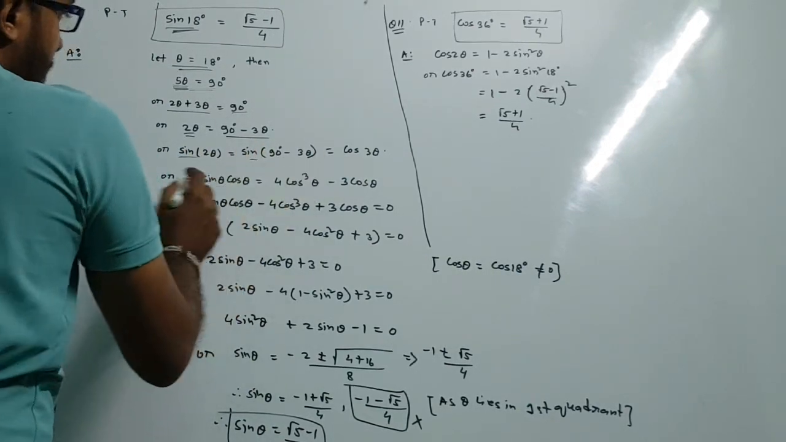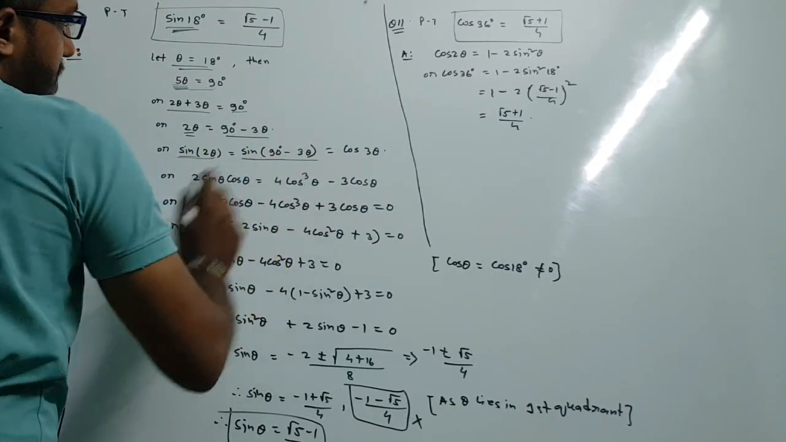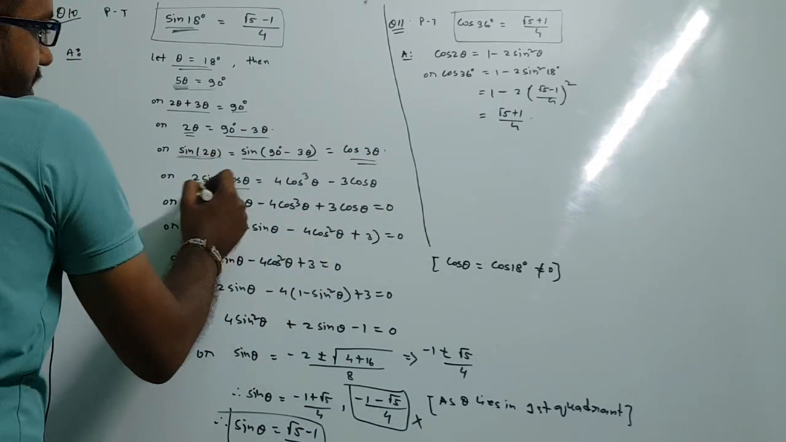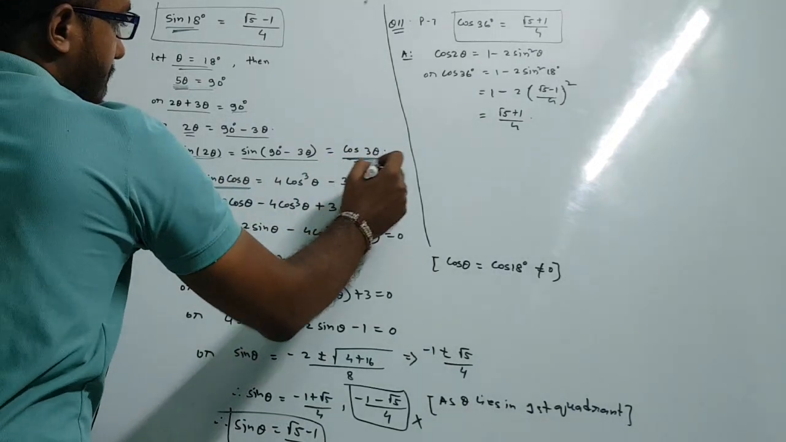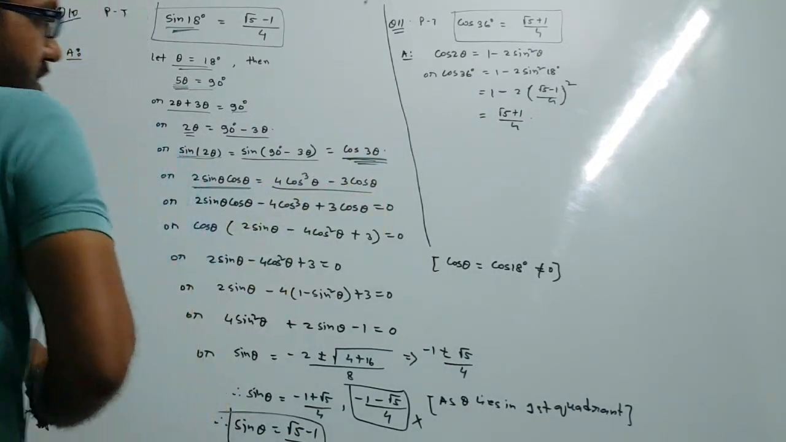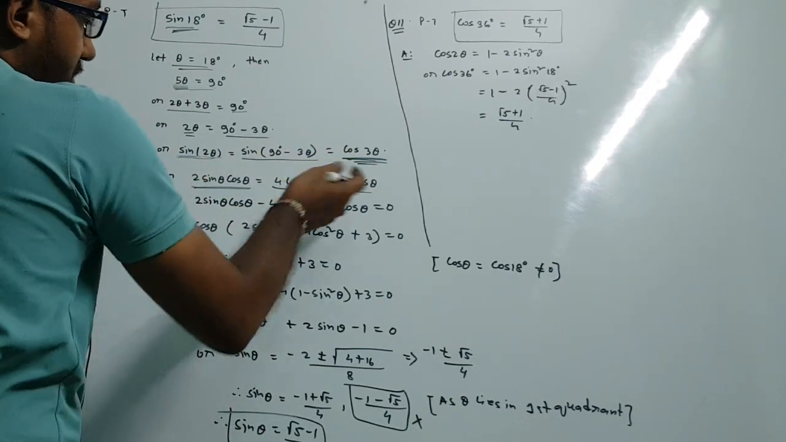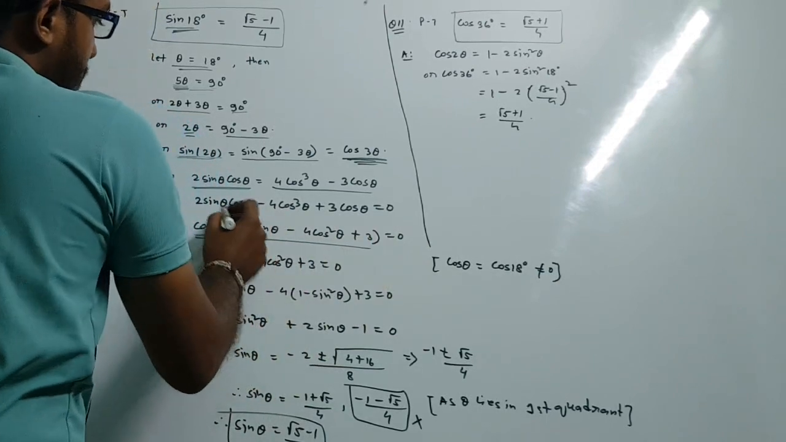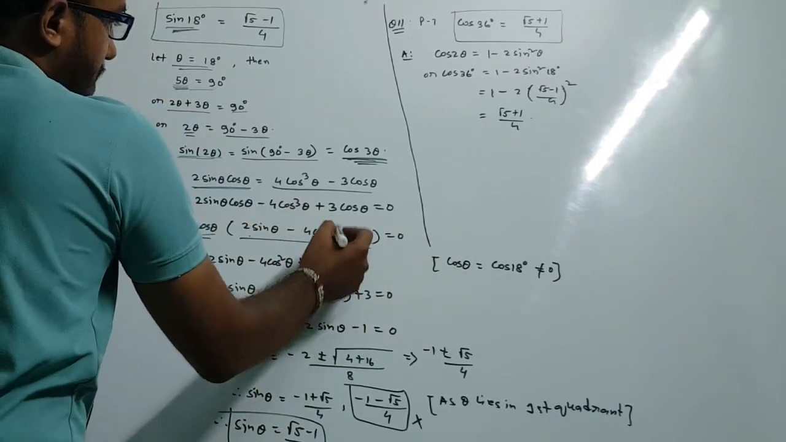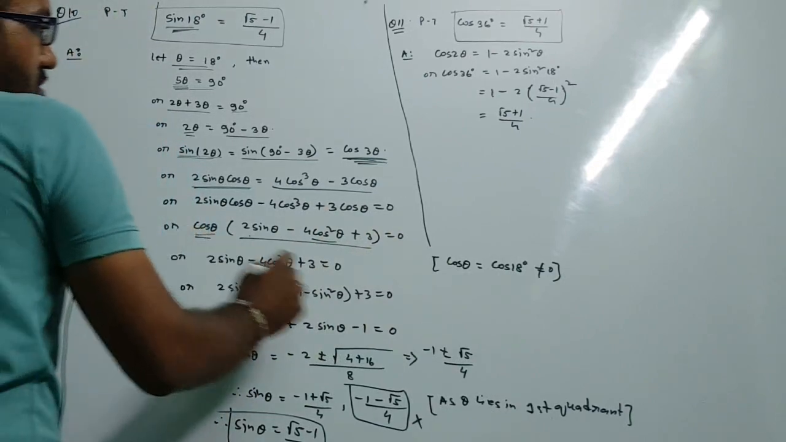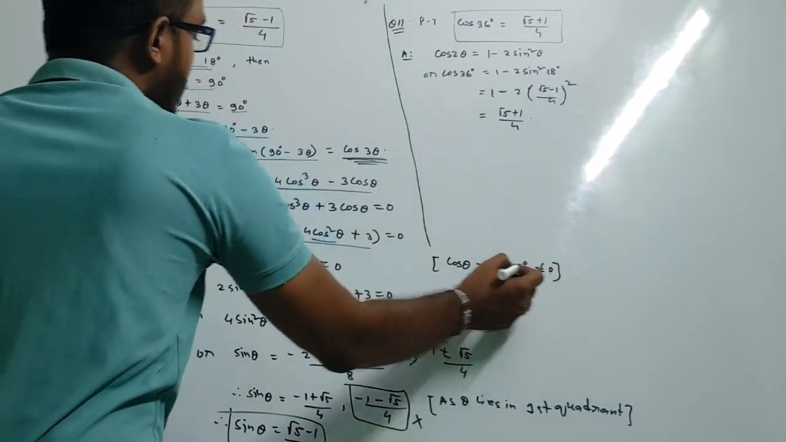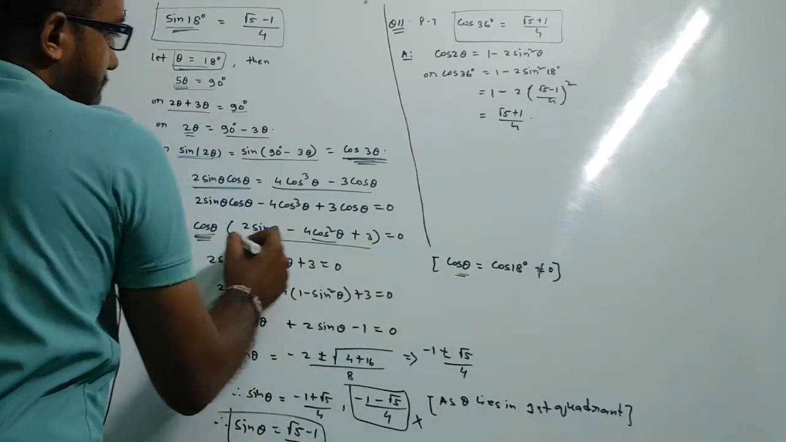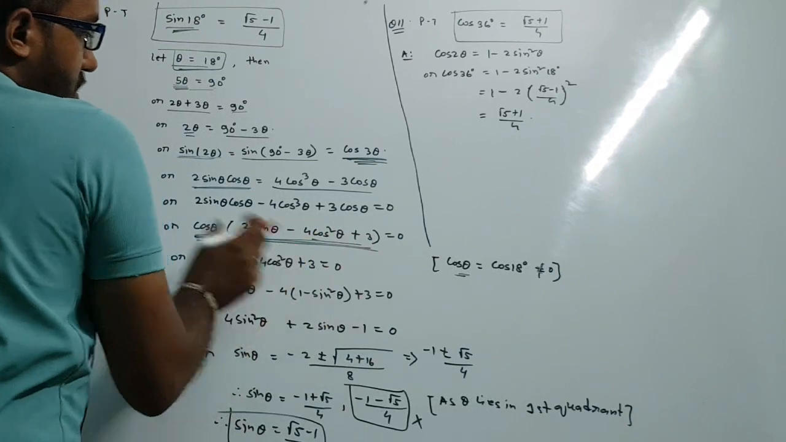Take sine on both sides. So sine of 2 theta would be sine of 90 minus 3 theta. Sine of 90 minus 3 theta is cos 3 theta. Now sin 2 theta is 2 sin theta cos theta, and for cos 3 theta we know the formula 4 cos cube theta minus 3 cos theta. Take the whole term to the left hand side, take cos theta common, and what remains is 2 sin theta minus 4 cos square theta plus 3 equals 0. See, cos theta cannot be 0 because theta is 18 degree, so this term should be 0.